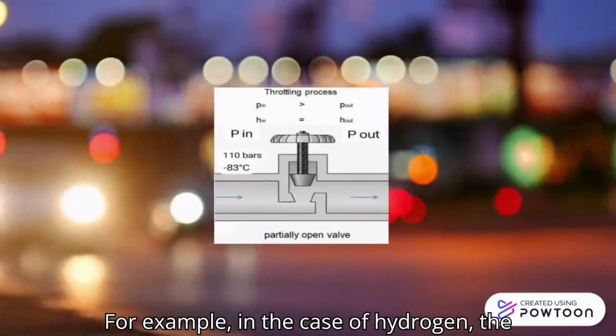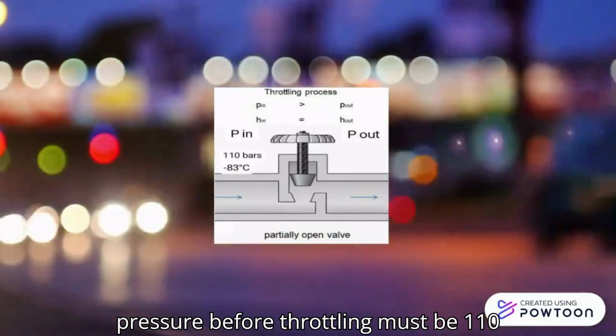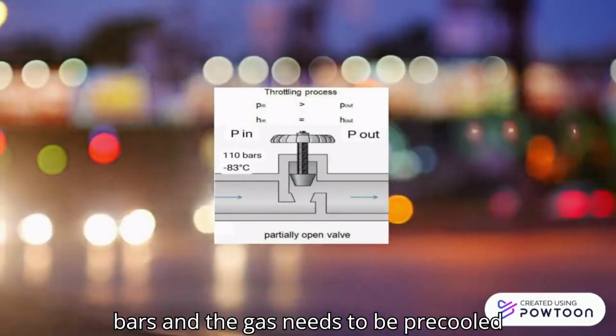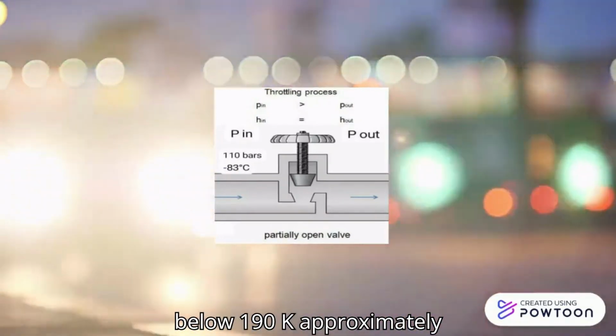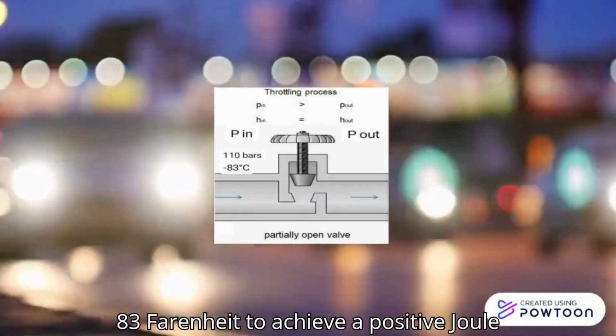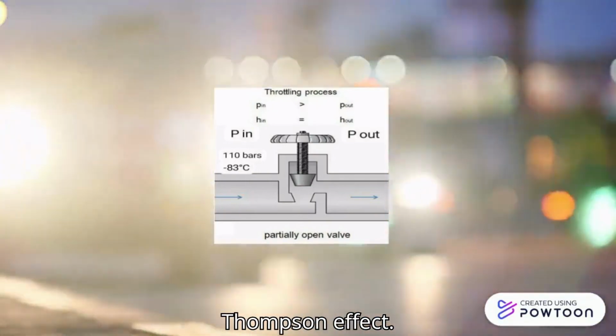For example, in the case of hydrogen, the pressure before throttling must be 110 bars, and the gas needs to be pre-cooled below 190 K, approximately 83 Fahrenheit, to achieve a positive Joule-Thomson effect.